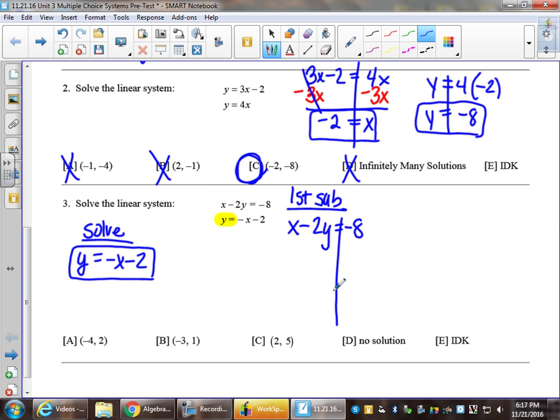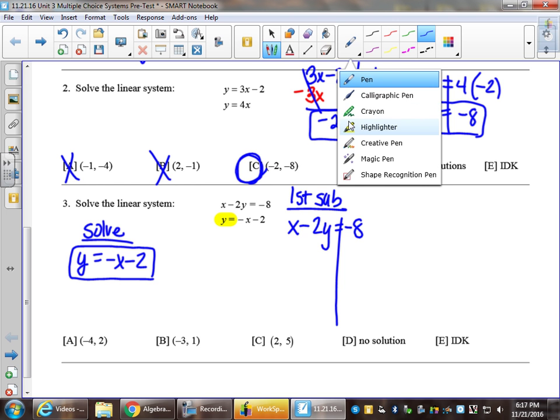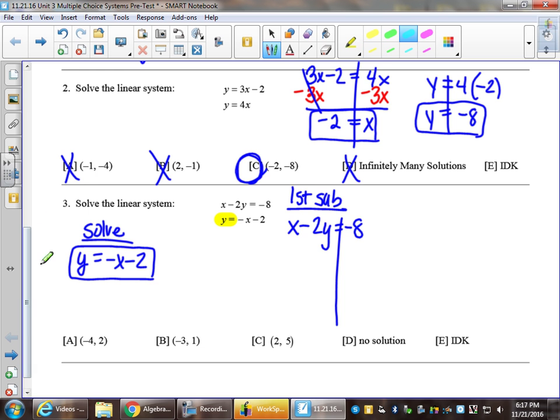So if I ask myself, is this solved for x or y? I notice that under the solve step, it says y equals. So I know that I have something to plug in for y. Notice right here, y equals. So where I see y, that's where we're going to do our substitution.